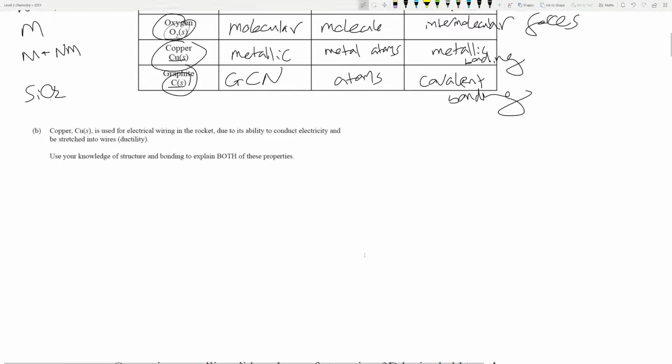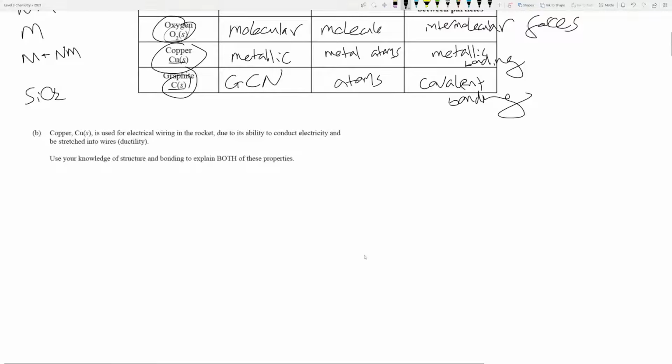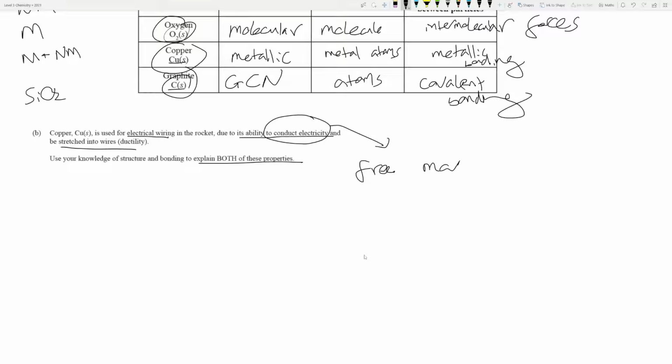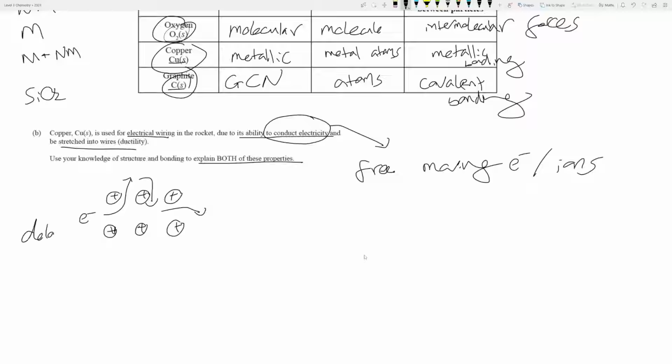Next part here, we've got copper, used for electric wiring due to its ability to conduct electricity and be stretched into wires, which is ductility. So explain both of these properties. For anything to conduct electricity, you need free moving electrons or free moving ions. In copper solid, you have delocalized electrons, which means the electrons are just going to randomly move around. So these delocalized electrons can be used to carry charges. That explains that.